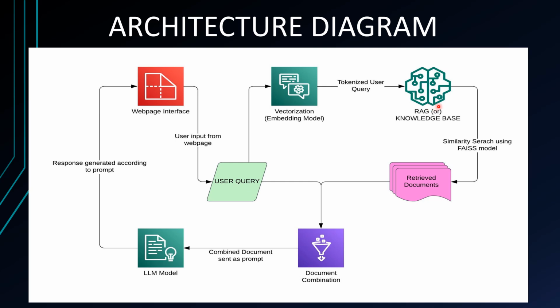The RAG then uses a similarity search algorithm, which is the FAISS model that we are using here, to retrieve the k most similar documents. The user query and the retrieved documents are then combined into a single document, which is then sent as a prompt to the LLM model. The LLM model then generates a response based on the given prompt and sends it back to the web interface.